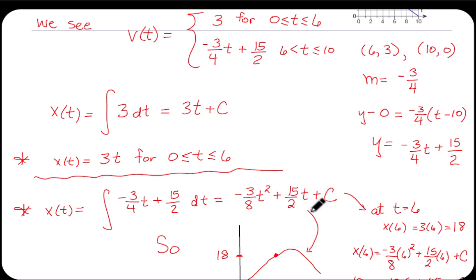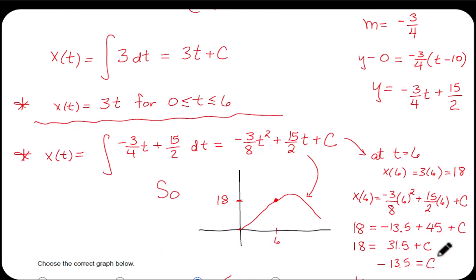So I've got a formula for my next time period. That's where the c comes in, where we left off. So plug in t equals 6 into those places. So plug them in there. And what we find out is that c is a minus 13.5. So let's see, what does my graph look like?